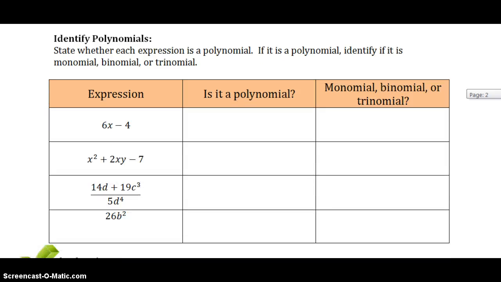Now let's go back to those terms. Let's see if we can identify these polynomials based on those notes at the beginning. So first we have to determine if it's a polynomial. And if it is a polynomial, identify if it's a monomial, a binomial, or a trinomial. Okay? So our first one is definitely a binomial. It has 2 terms. So yes, it's a polynomial. And it's the sum of two monomials.